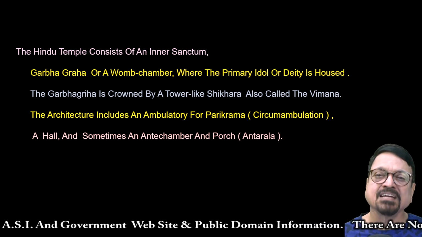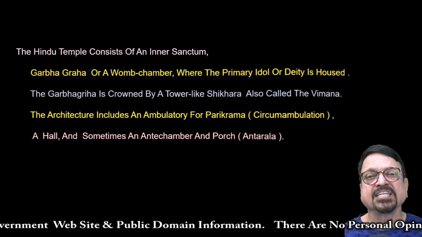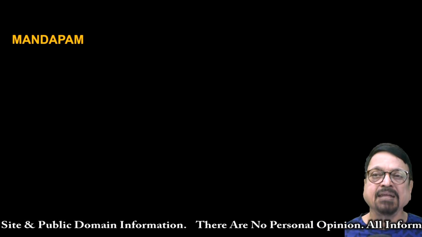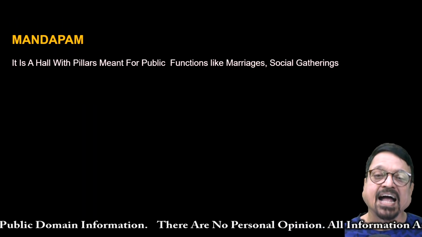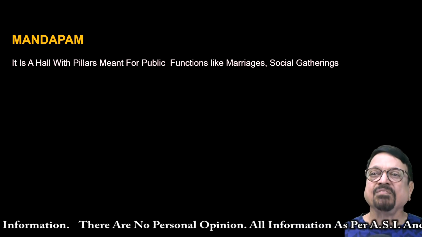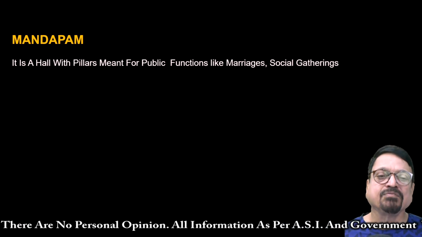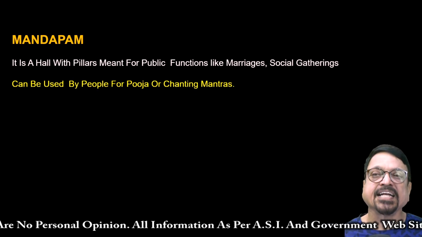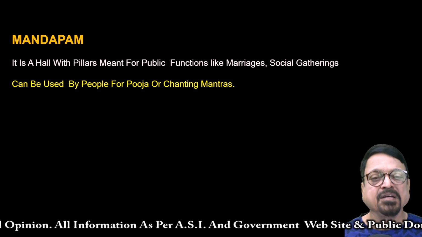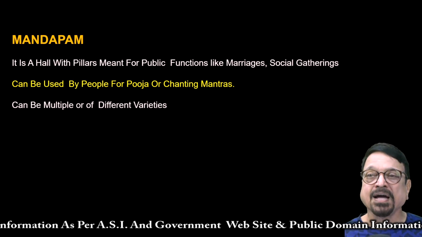A hall, and sometimes an antechamber and a porch, is called Antarala, a space or vestibule between the Garbhagriha and Mandapam. Mandapams were added later. Earlier temples did not have them. We have seen it in the development of temples. It's a hall or pillared public place meant for functions like marriages, social gatherings, and ritual purposes like puja and yajnas, and sometimes people can wait there in the queue, or spend some time in the temple to get peace of mind.